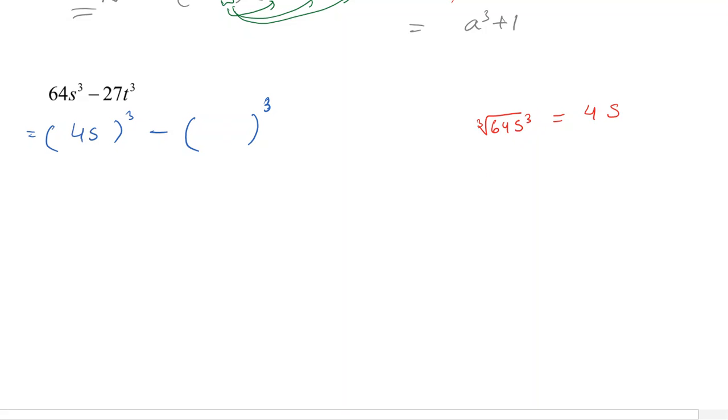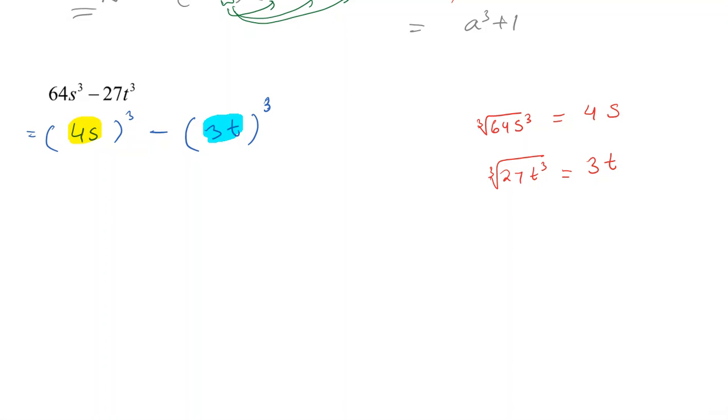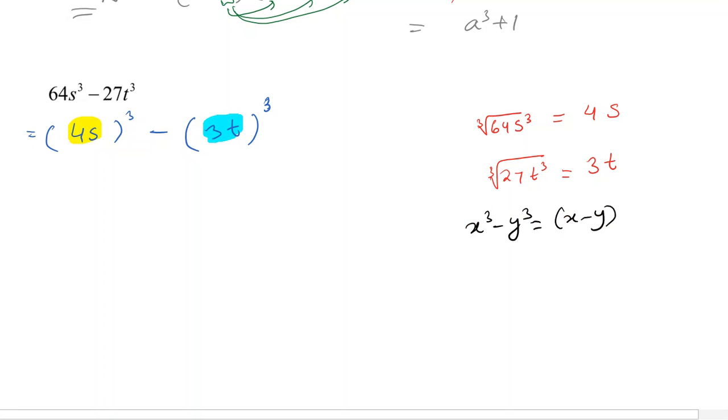Similarly, if you think about 27t cube, cube root of 27 is 3, cube root of t cube is t, so we get 3t whole cube. So now we can see that this is of the form x cube minus y cube, and we learned that the factoring can be done for the difference of cubes. You do x minus y, x square plus xy plus y square. So we're going to use that formula.